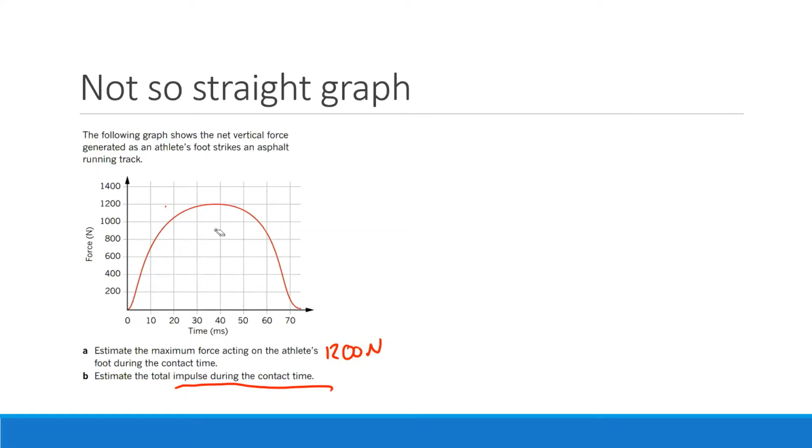There are two ways we could do this. Number one, and this is the way I'm not going to use: you could count the boxes. That's the same method that we used for calculating the displacement under a velocity-time graph. We could count these boxes, but I'm not going to use that method. Instead I'm going to do this.